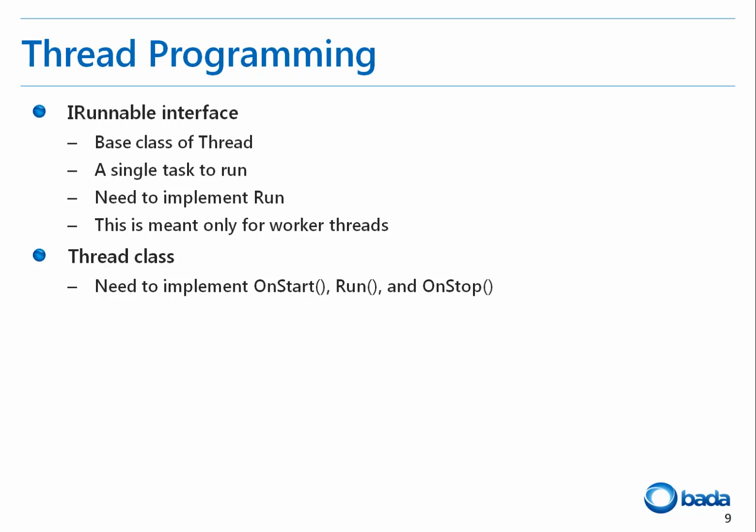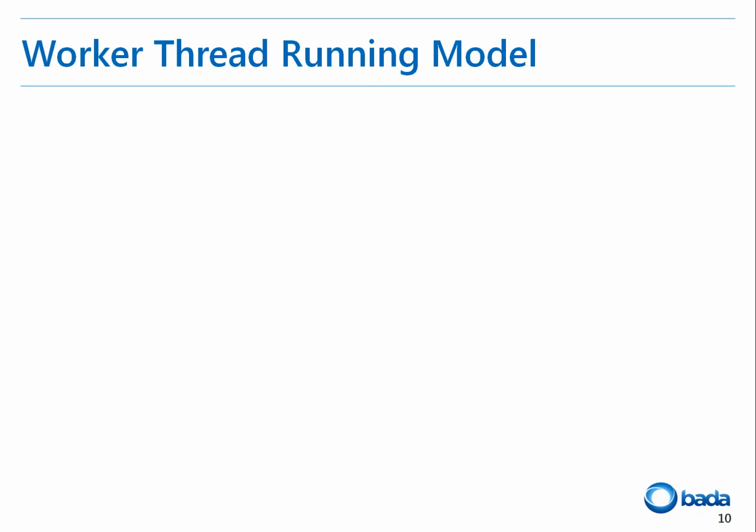The IRunnable interface facilitates defining a task for a worker thread. This IRunnable interface is the base class of the thread class and has a virtual function, run. You can create a worker thread by implementing the code in the virtual run function. The class derived from the IRunnable interface is the thread class. The thread class has the onStart, run, and onStop virtual functions.